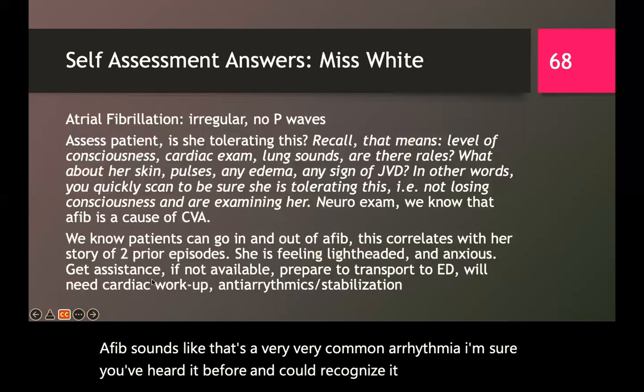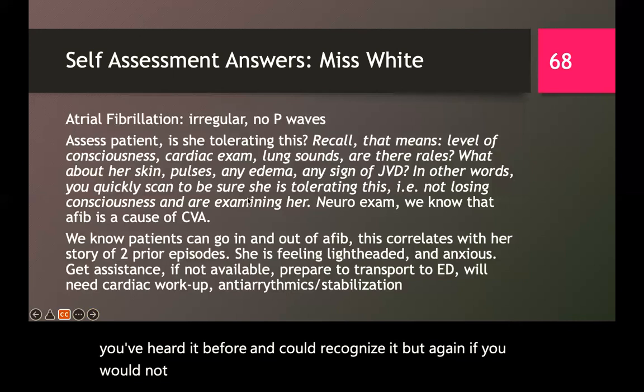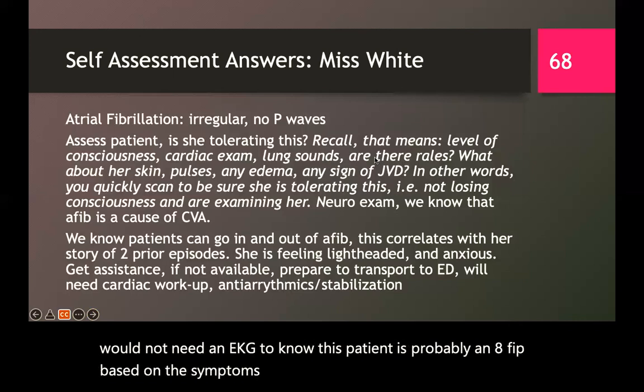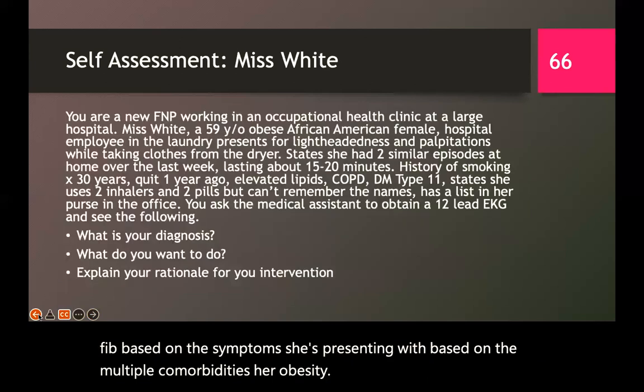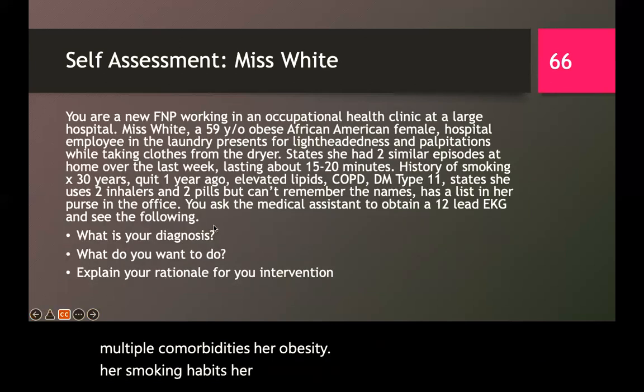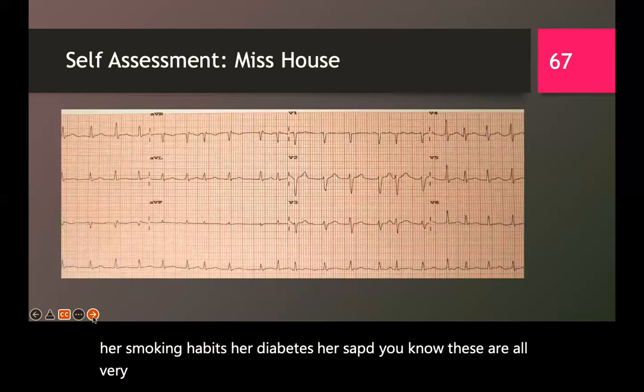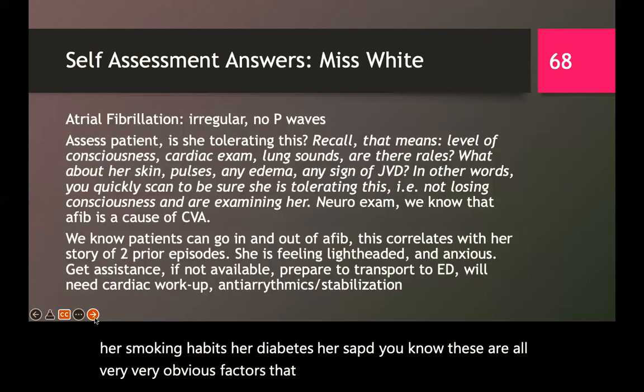But again, you would not need an EKG to know this patient is probably an AFib, based on the symptoms she's presenting with, based on the multiple comorbidities, her obesity, her smoking habits, her diabetes, her COPD. These are all very, very obvious factors that could obviously put her in AFib.